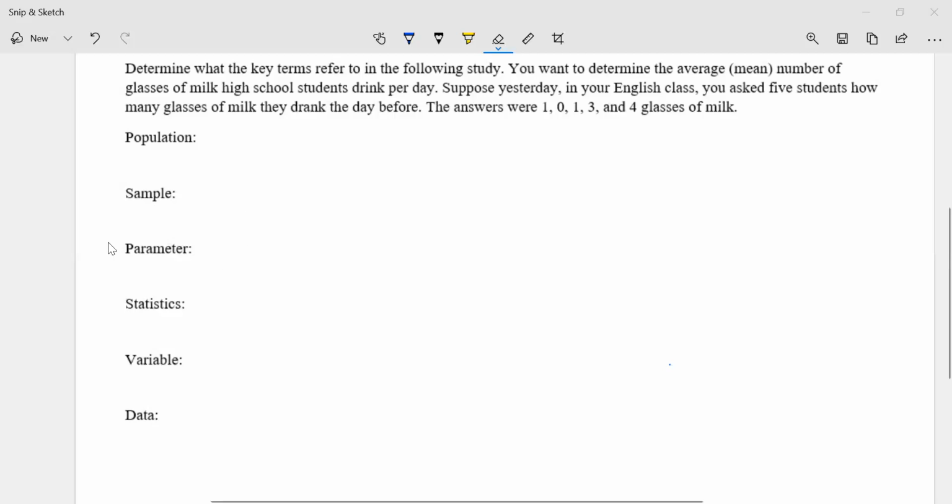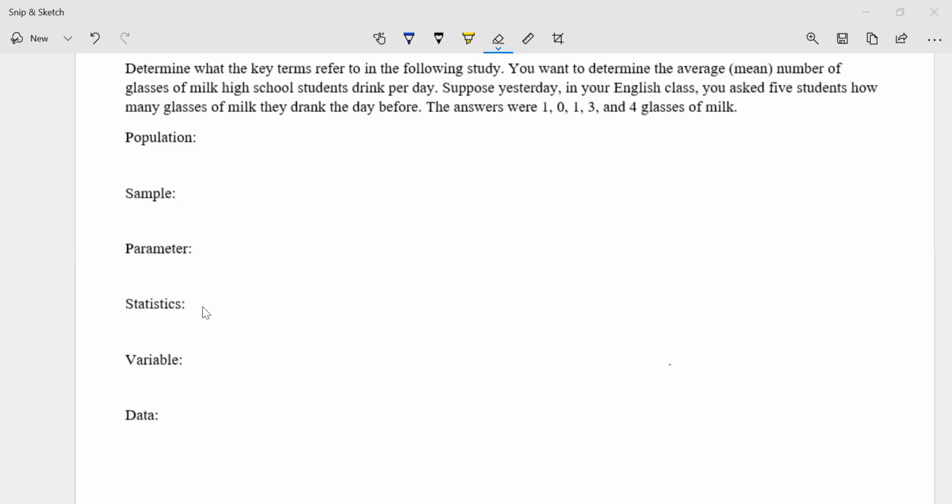Now my parameter, remember my parameter describes my population. So what characteristics does my population have? So listen, my parameter will be the average number of glasses of milk high school students in my English class drink per day when I did the survey. Now, what is the statistic? It is the average number of glasses of milk drunk by high school students in the sample.